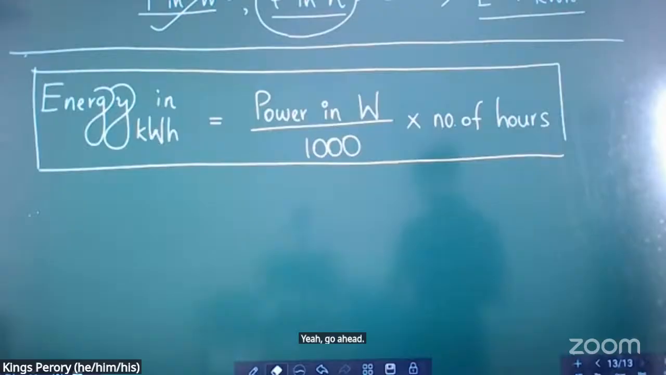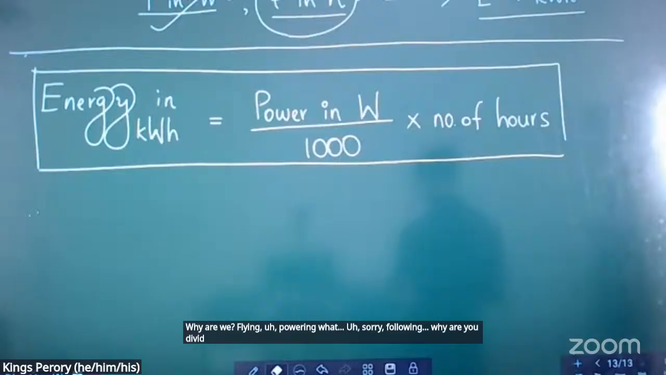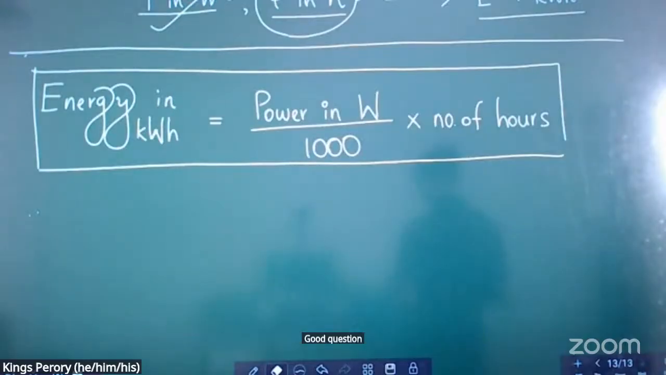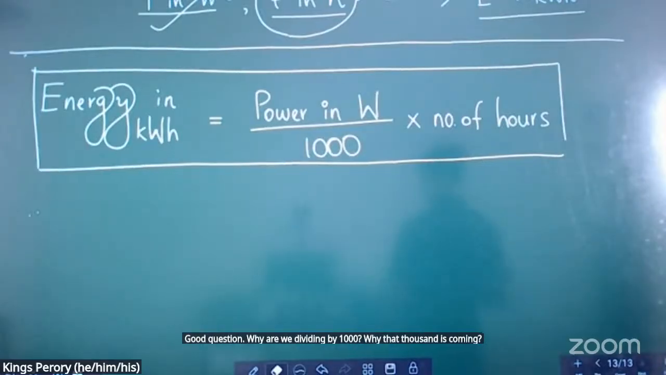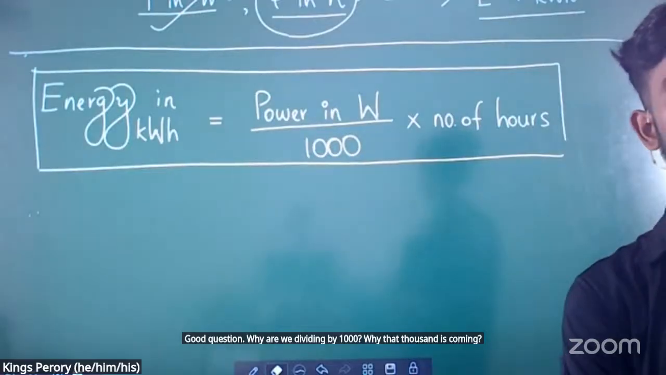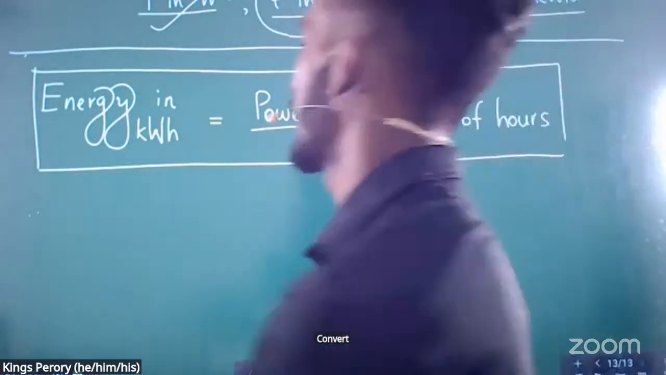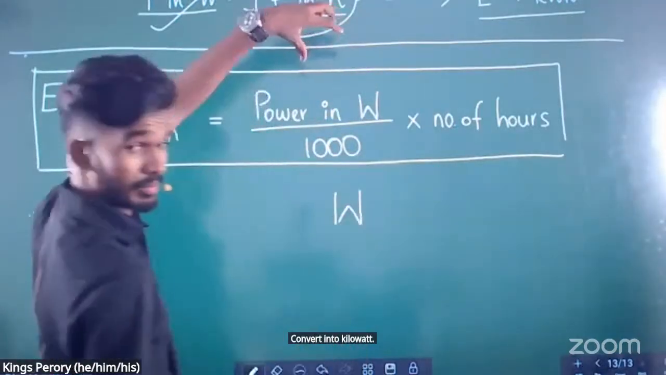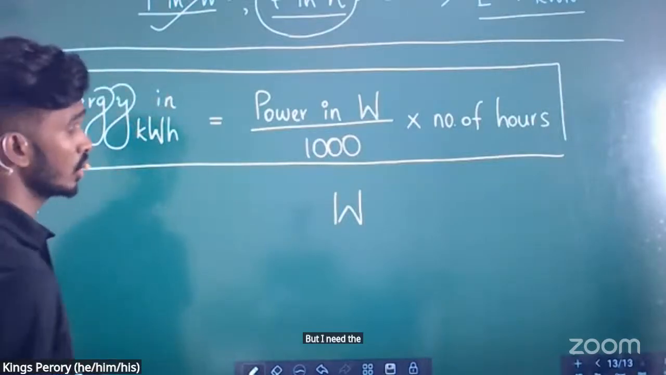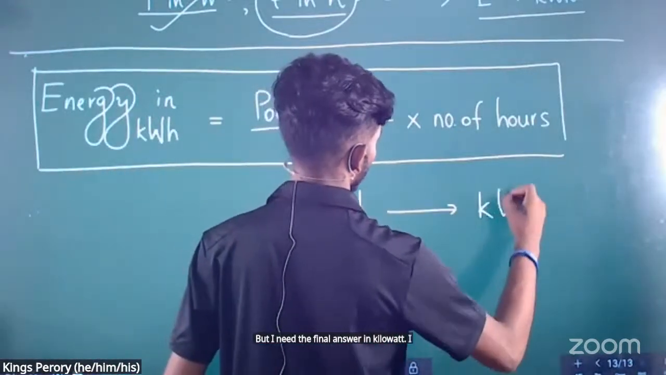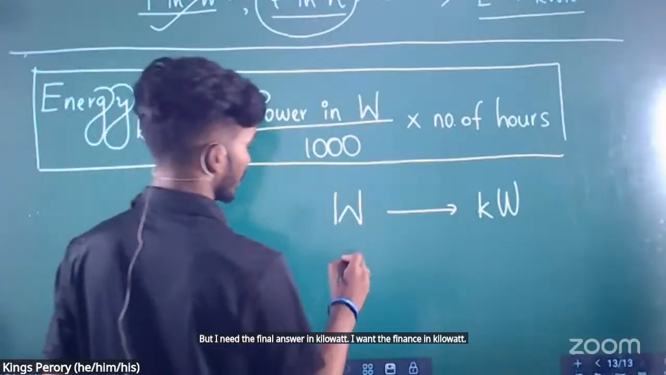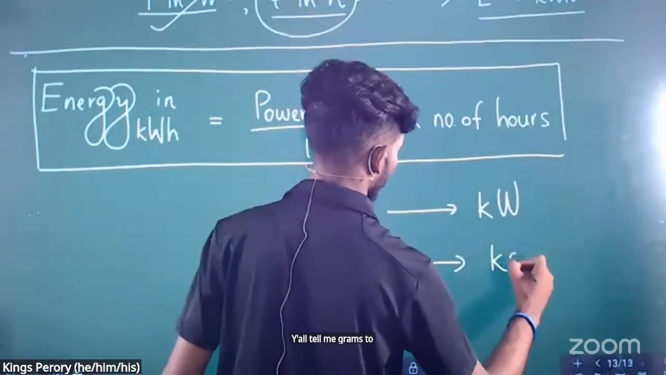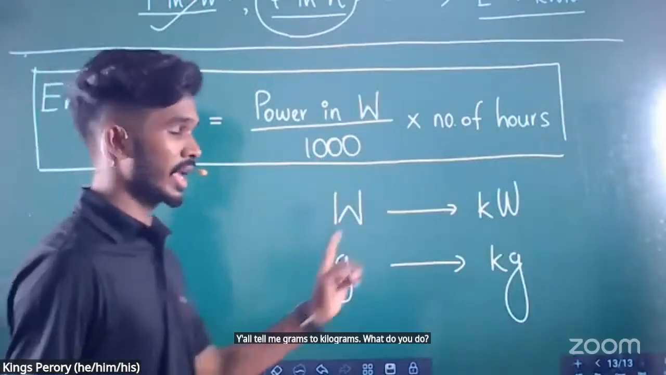Why are you dividing power in watt by 1000? Good question. Why are we dividing by 1000? Why is that 1000 coming? To convert into kilowatt. Power is there in watt, but I need the final answer in kilowatt. You all tell me, grams to kilograms, what do you do?